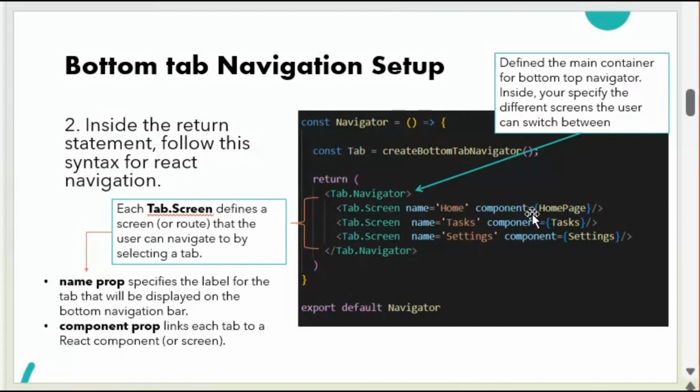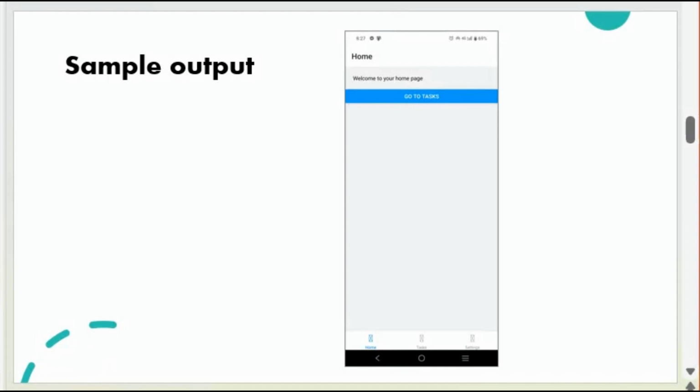So, with the component property, you can navigate to the different screens, and take note, the screens that I'm pertaining to are actually separate files na may sariling user interface. So this is an example of a sample output.